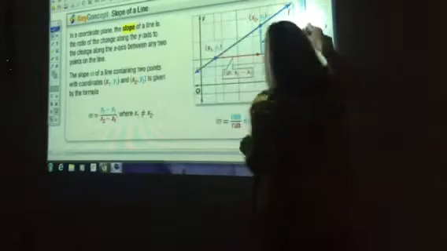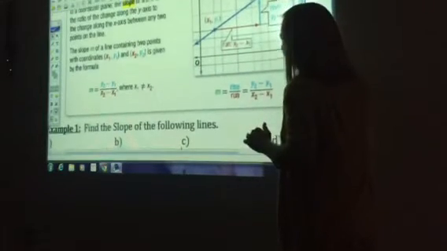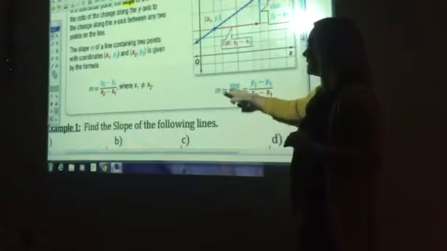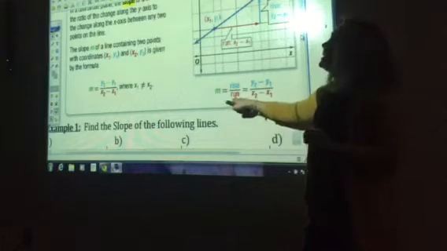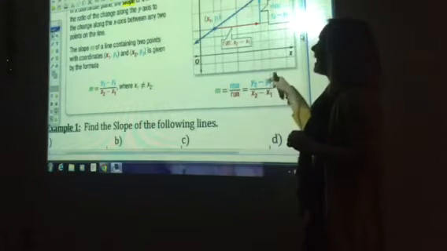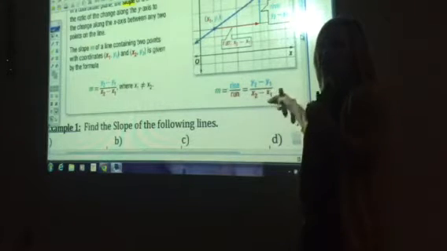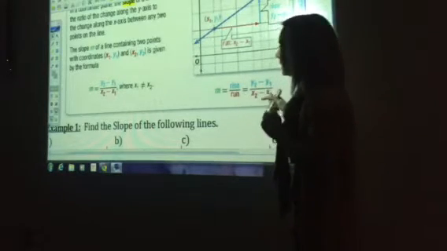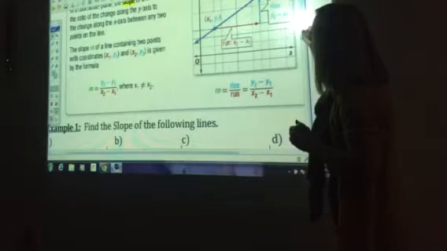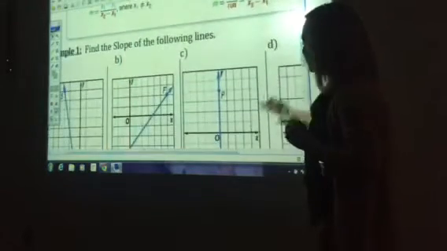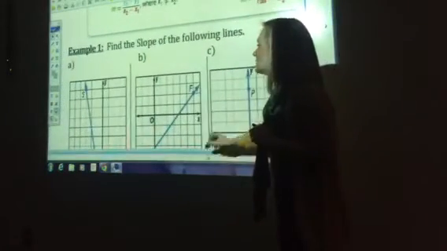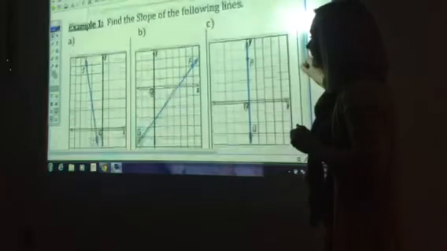To find the slope, we have our slope formula. Remember, it's the same thing as the rise over the run. It is the change in the y values over the change in x values over the given 2 points, any 2 points on that line. Okay, so we're going to use our slope formula, and our first few questions are going to ask us to find the slope of the following lines.